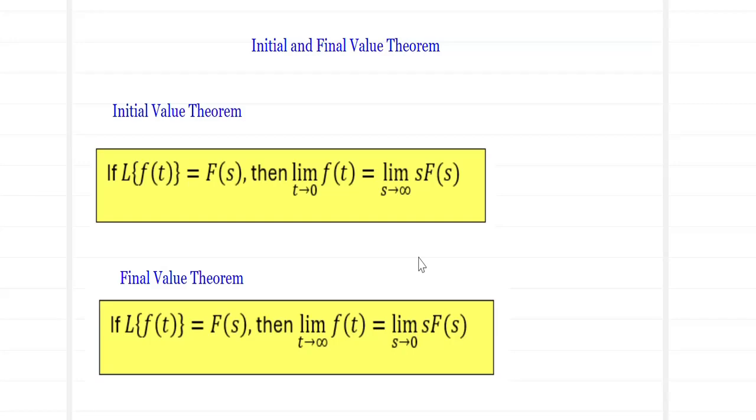And what is going to be your right hand side? For the limit s tending to infinity, you multiply s by the Laplace of the function. For the final value, you multiply s by the Laplace of the function and take the limit s tending to 0. Now let us apply this initial and final value theorem to a problem and see how it works.